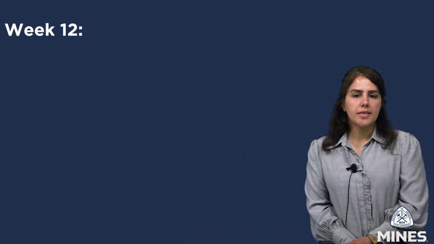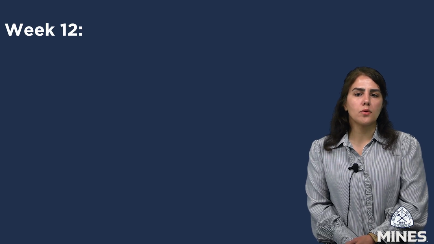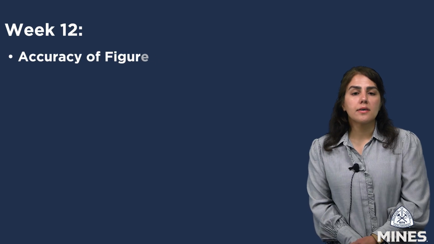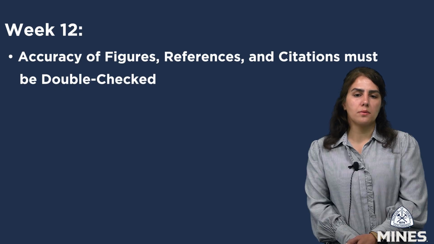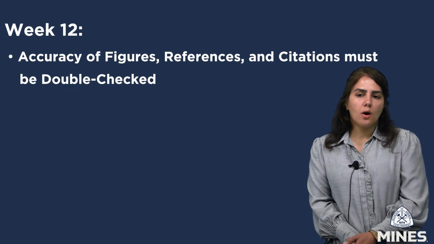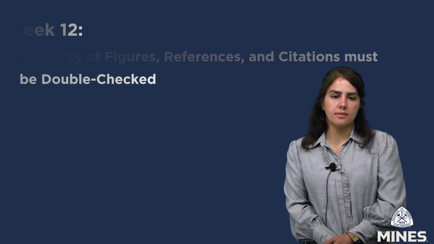Number 8, final review and submission, week 12. During week 12, thorough proofreading of the manuscript ought to be conducted to catch any remaining errors. The accuracy of the figures, references, and citations must be double-checked. Once the paper is polished and ready, you can submit to the target journal or instructor.